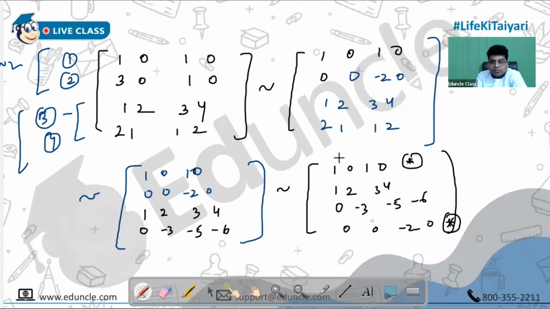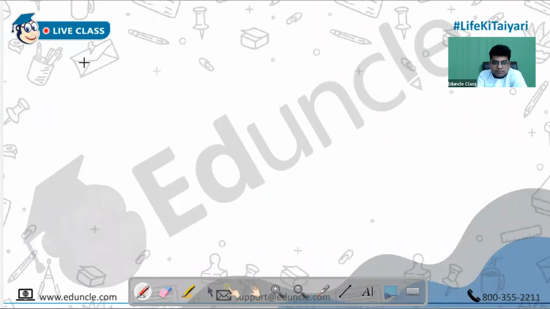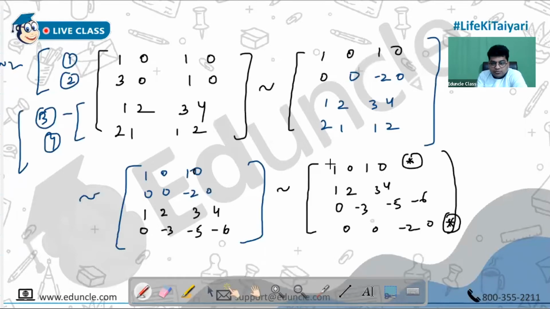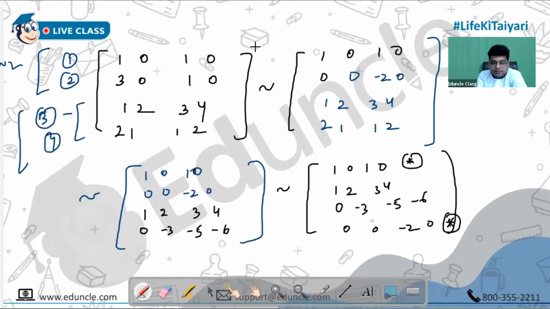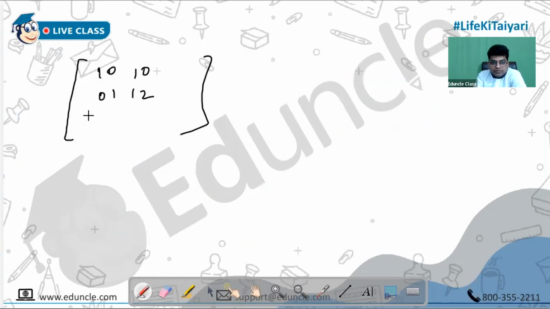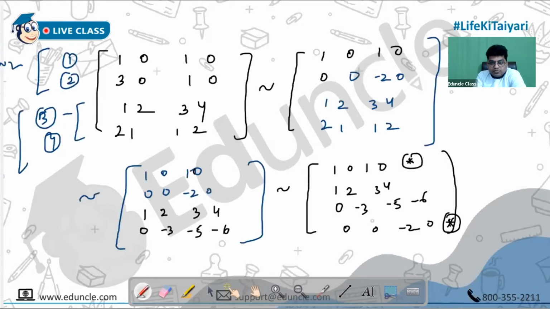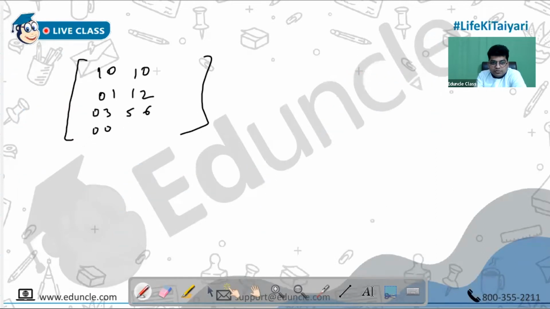Further, we do R2 minus R1 with (1, 0, 1, 0). That gives (0, 2, 2, 4), which we write as (0, 1, 1, 2). Finally, we have (0, -3, -5, -6), so (0, 3, 5, 6), and this is (0, 0, -2, 0), so that is (0, 0, 2, 0).